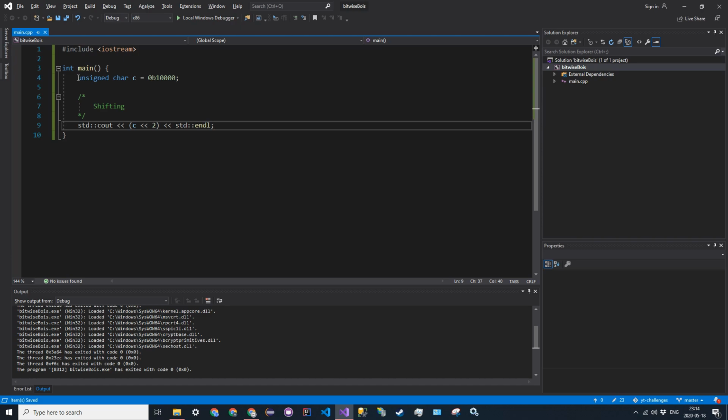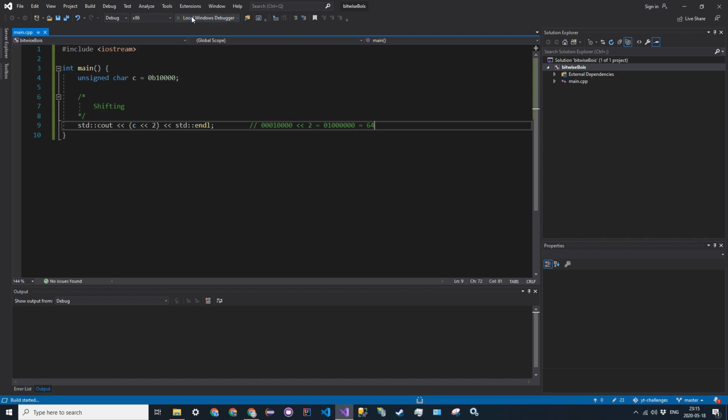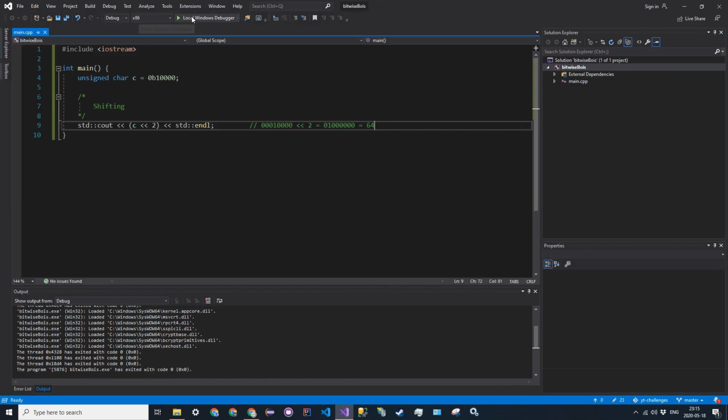What this is going to do is take the 1 here. Let's write this out in a comment. Let's just use 8 bits, because an unsigned char is 8 bits, or a byte. So we're going to say 0, 0, 0, 1, and then 4 zeros, 1, 2, 3, 4. And we're going to shift it left by 2. This means that we're moving all the bits over by 2. So this is equal to 0, 1, 0, 0, 0, 0, 0, 0, and we should get a 64. Let's run this just to make sure we do. And we get a 64, so that's good.